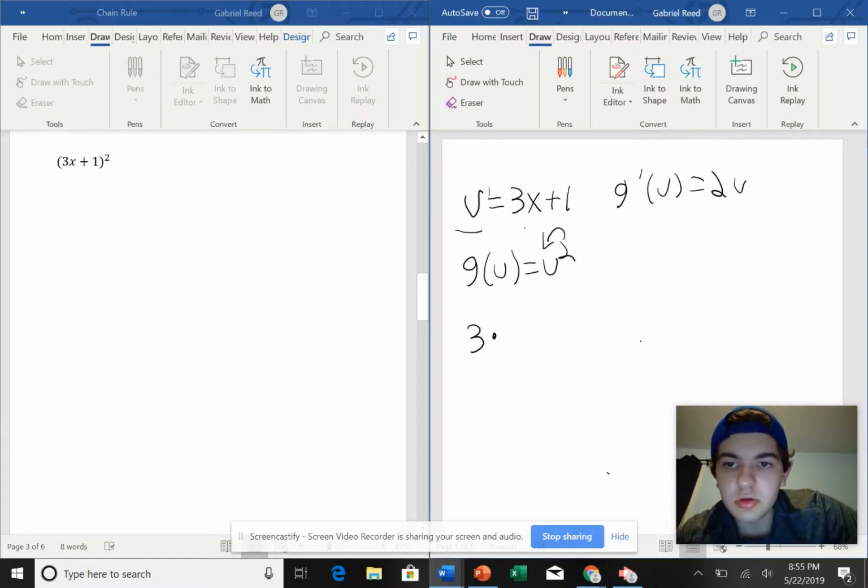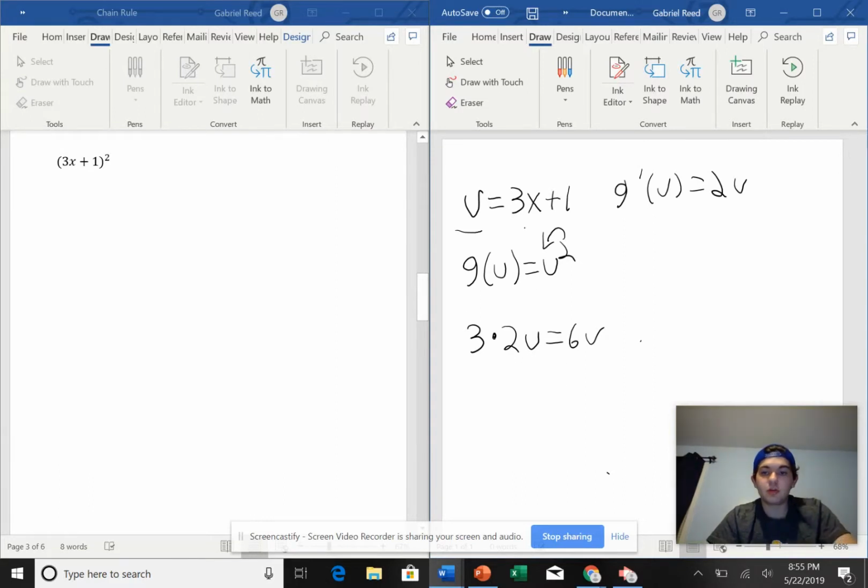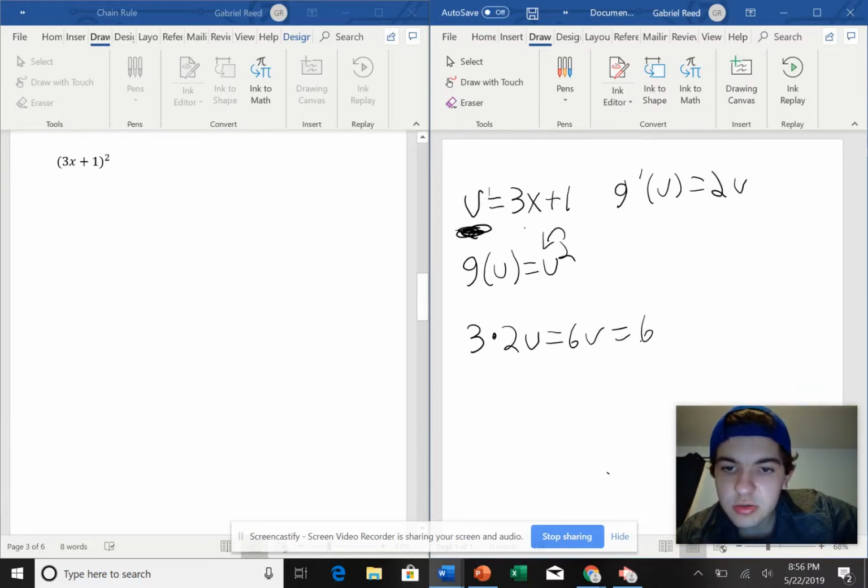So it would just be 2u. So it would be doing 3 times 2u, which is 6u. And we already have what our u value equals, which is right here. It'll just be 3x plus 1. So 6u is like saying 6 times 3x plus 1. And that would give us 18x plus 6.